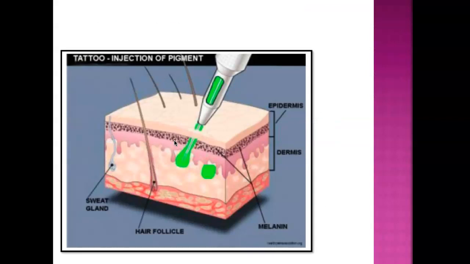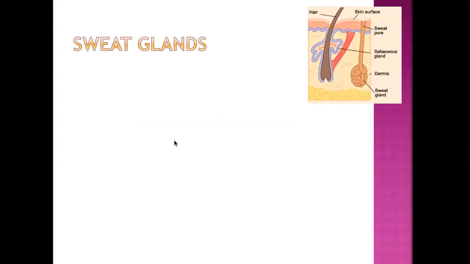You have a little assignment where you actually look into a little bit more about how the ink actually stays there and how you can get a tattoo removed. It's actually fascinating. So I hope you enjoy that little assignment. It's a quick assignment. Let's talk about the appendages. The appendages are going to include sweat glands, sebaceous glands, and then hair follicles.